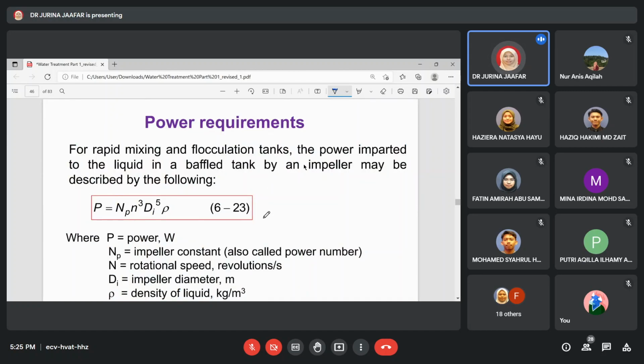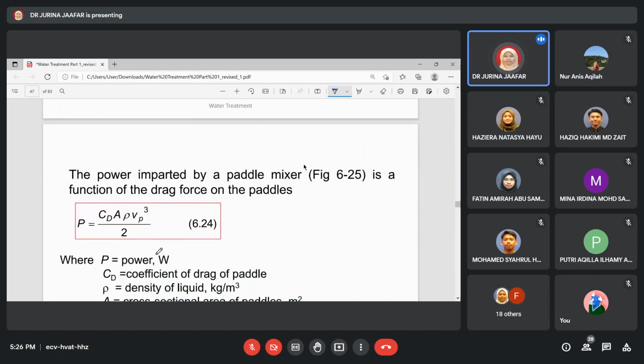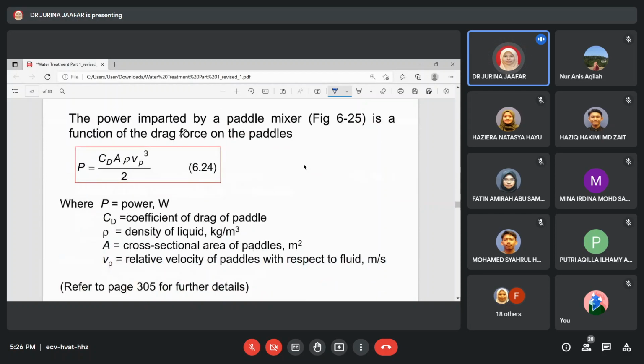Then for the power requirement for rapid mix and flocculation, we will calculate P as power, and the impeller constant, small n, and also D, the impeller diameter. So we will check, right? So by looking into this, sometimes you also have to calculate the drag force. Drag force is about the friction between the paddles and the water. The paddles are the stirrers, and the water, so we take the drag force into account. So the drag of the paddle. So we will calculate the P because of this drag force.